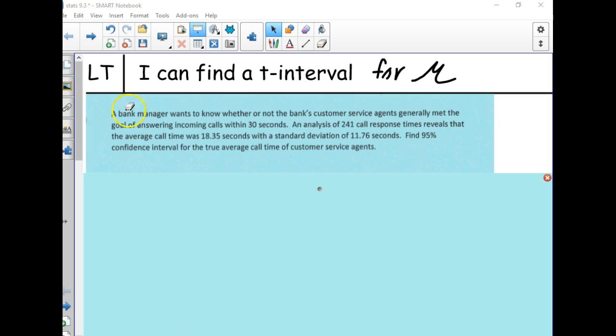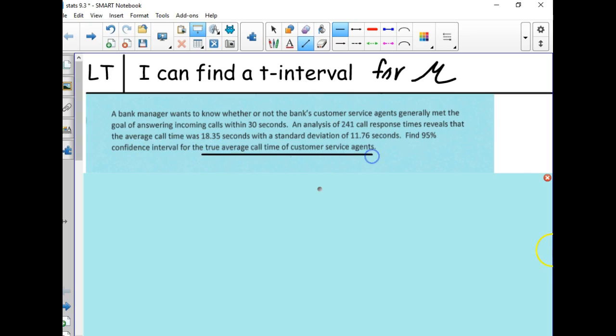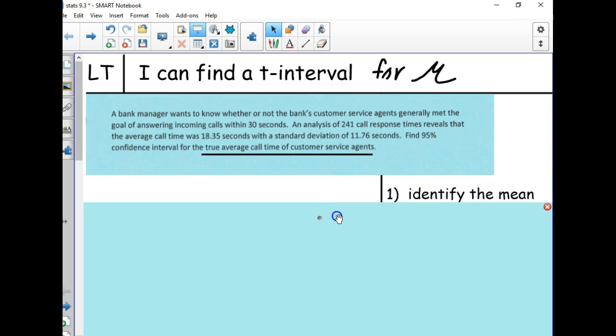The first thing I'm going to do is underline this. The reason I'm going to underline it is you always want to use that last sentence or question to help you with the context. So when you interpret it, you'd say, I am 95% confident that the interval from blank to blank contains, and then use what the problem gives you to help with that context. People struggle with that context sometimes, so I think that can be a really helpful hint.